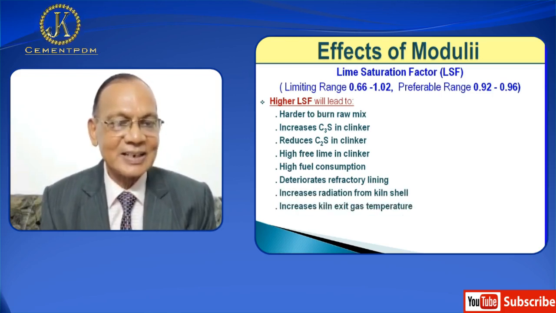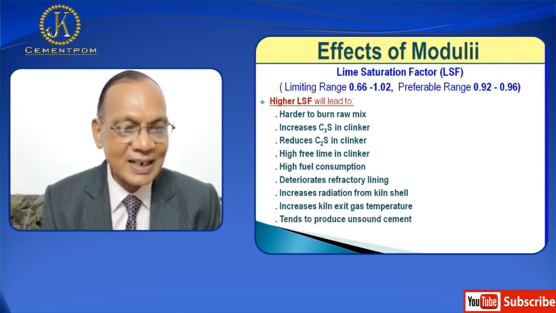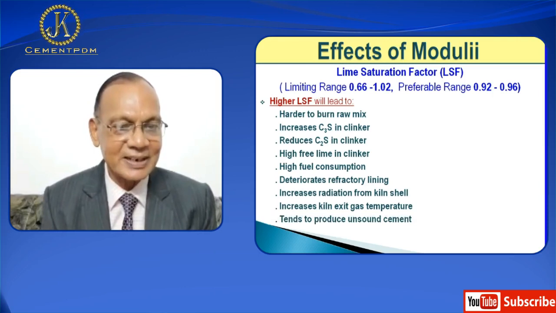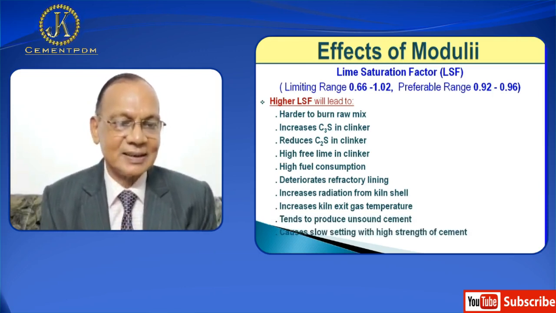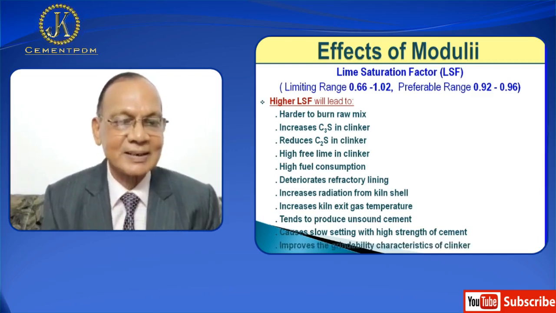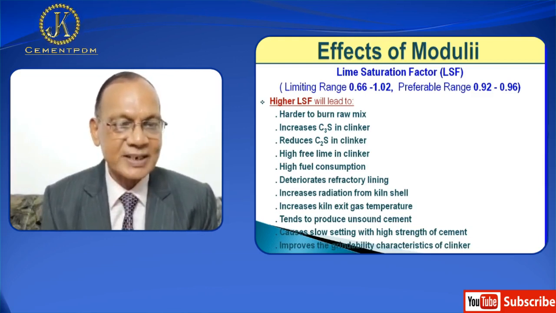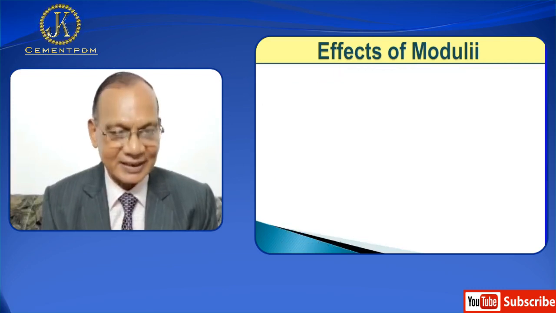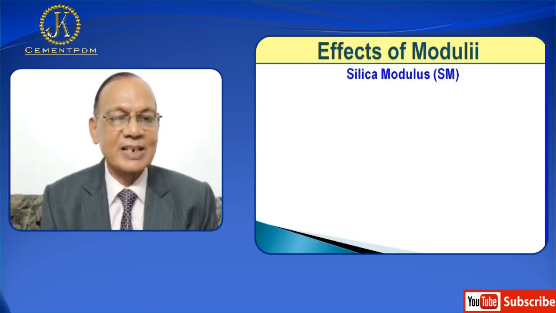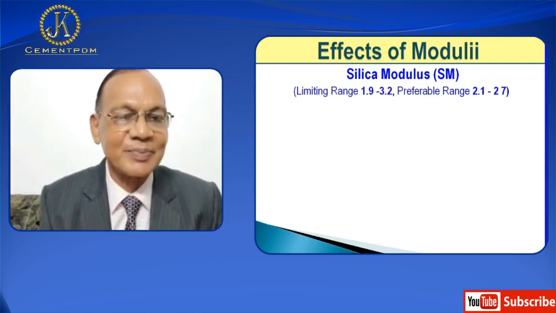And there is increased radiation from the kiln shell. Also, kiln gas temperature increases, and unsound cement is produced. And the cement which is produced is slow setting with high strength, and it improves the granularity characteristics of clinker. Now next we'll discuss silica modulus, SM.